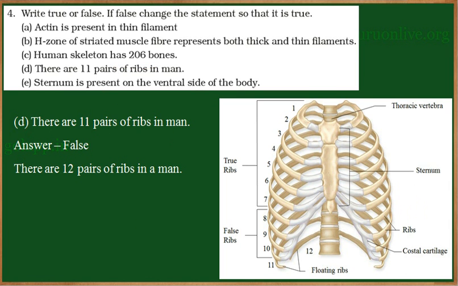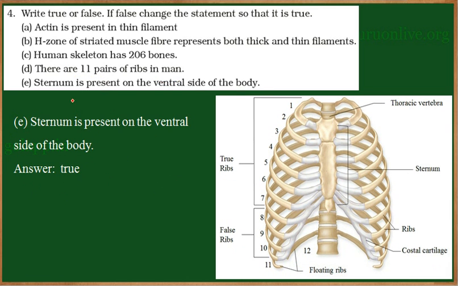Next one. The next statement says there are 11 pairs of ribs in humans or man. So again the statement is false. There are total 12 pairs of ribs in humans. These are 7 pairs of true ribs, 3 pairs of false ribs and 2 pairs of floating ribs. So totally there are 12 pairs. So the statement is false. The true statement is there are 12 pairs of ribs in man.